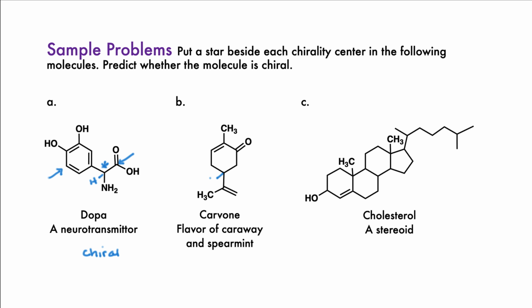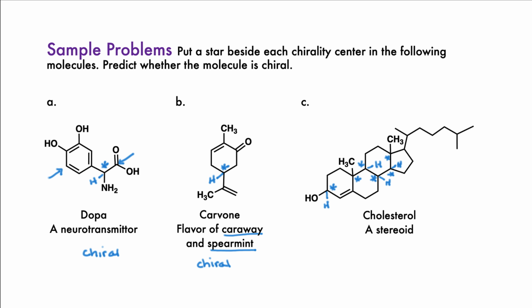The molecule carvone also has only 1 chirality center. It's at the bottom of the ring. Carvone is also chiral. It's interesting that one enantiomer of carvone has the flavor of caraway, and the other enantiomer has the flavor of spearmint. The final molecule is the ubiquitous steroid cholesterol. There are 8 chirality centers, and here they are. Convince yourself that all the other carbons are either in double bonds or have 2 identical groups attached.